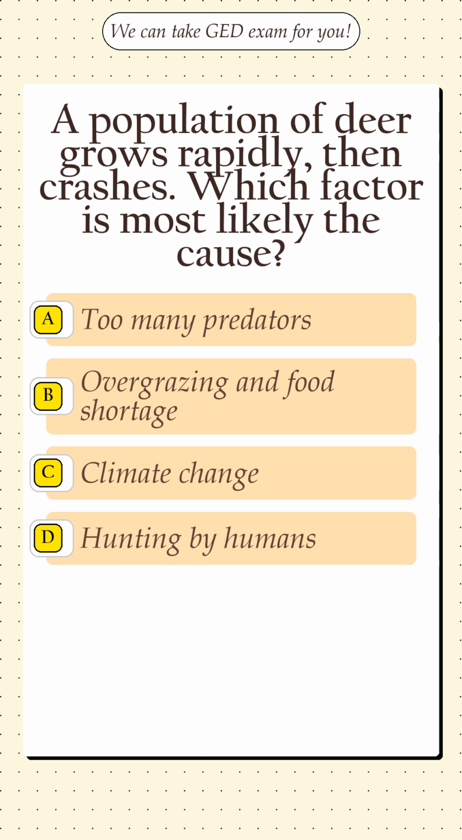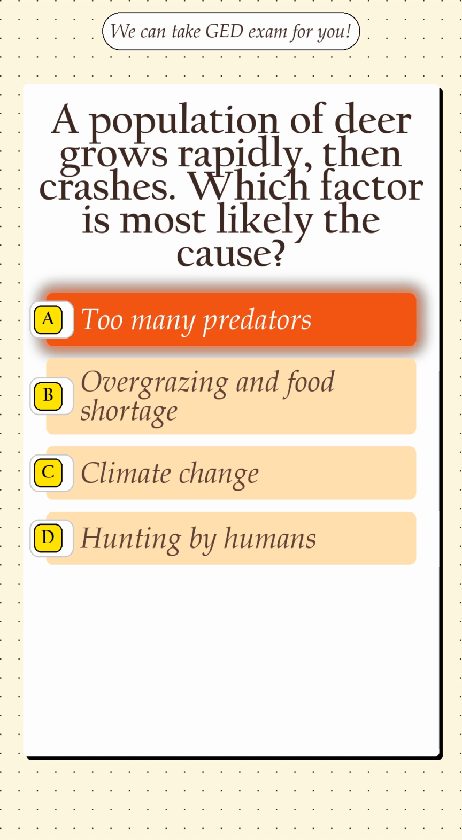Question 13. A population of deer grows rapidly, then crashes. Which factor is most likely the cause? Option A, too many predators. Option B, overgrazing and food shortage. Option C, climate change. Option D, hunting by humans. The correct answer is option A, too many predators.